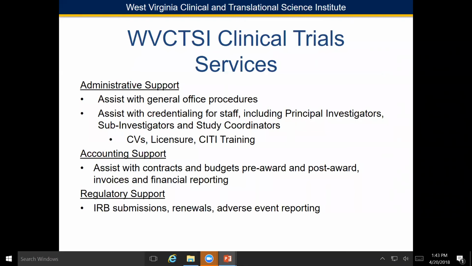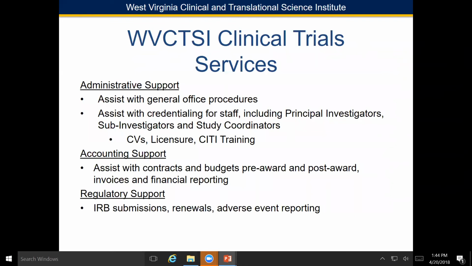Administrative support, you saw Mega in the background. She's our administrator. Administrative support can help with general office procedures, credentialing of the staff, making sure that we have the CV and the licensure when we're talking about the study team, and making sure that we have CITI training assigned and completed. We have accounting support, so helping with budgeting and the contract with the sponsors in particular for industry sponsored, with invoicing and financial reporting as well.